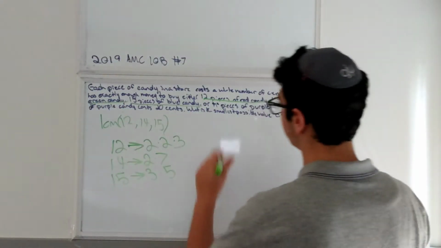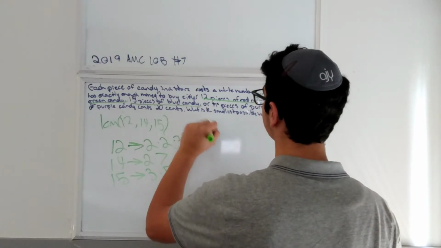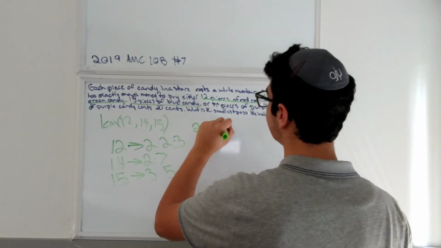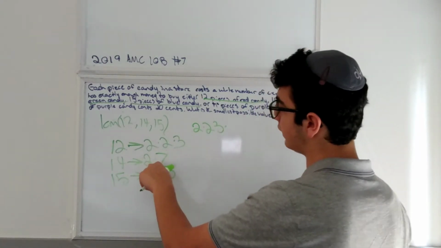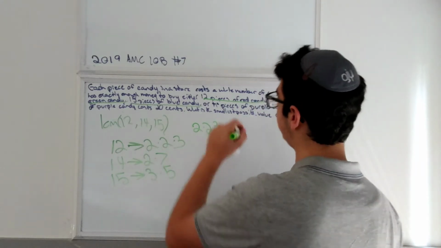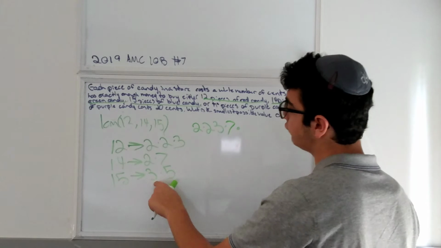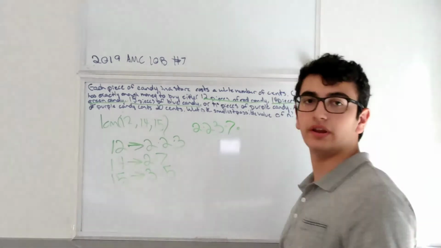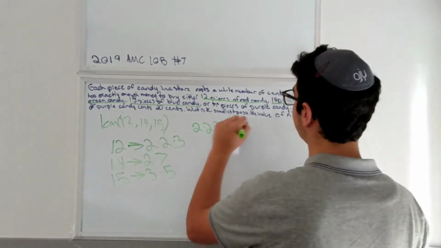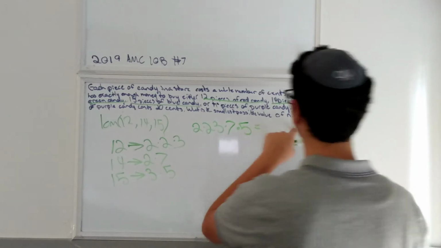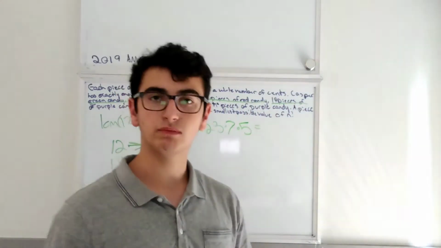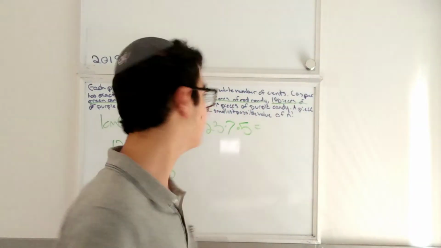So I'm going to start with 12. It's going to be 2 times 2 times 3, times, well, in this 14 I have a 2, but I already put a 2 in, so I don't need that anymore. So it's going to be times 7, and then for the 15 I have a 3, but I already used that 3, so I don't need to put that in. So it's just going to be times 5. So this right here is going to be the minimum amount of cents that Casper brought into the store.